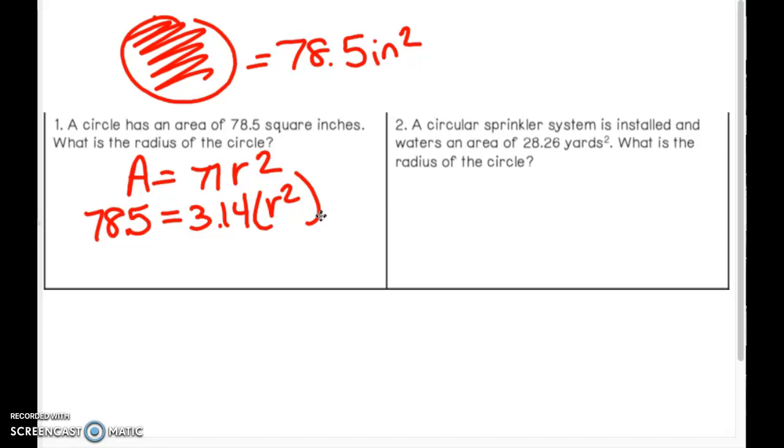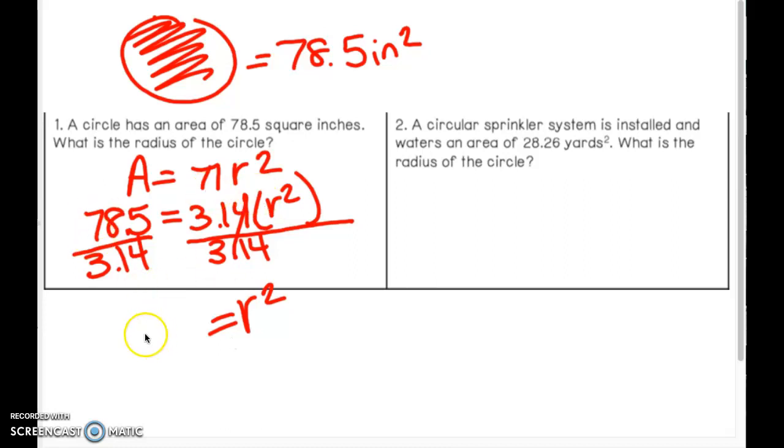So this one's a little bit tricky, and I'll kind of show you how we go about doing this. First thing, it's a one-step equation. We need the r by itself. So to get the r by itself, 3.14 is being multiplied by r. So the opposite is to divide both sides by 3.14.